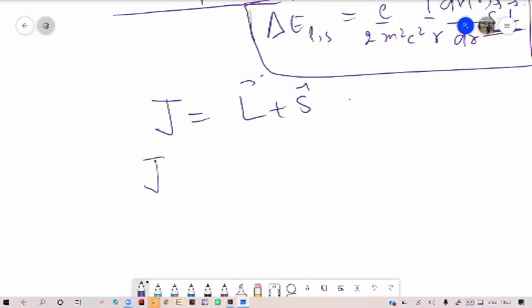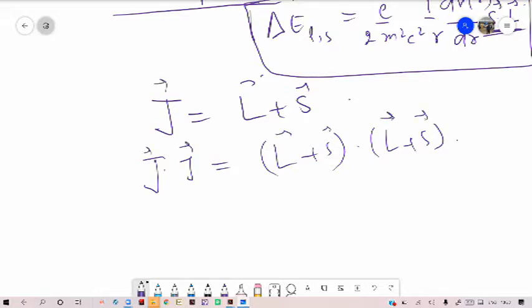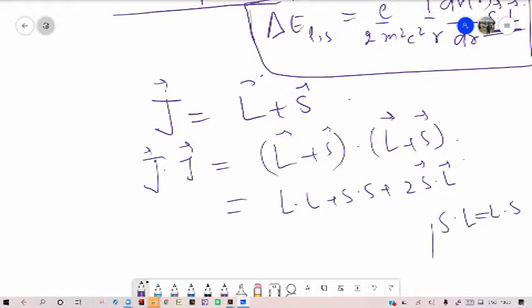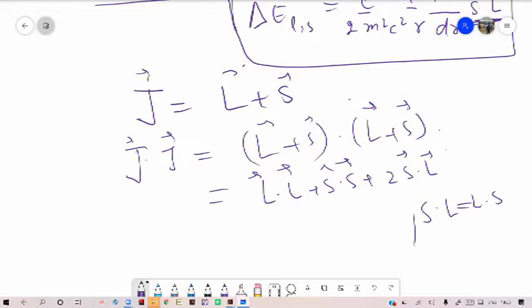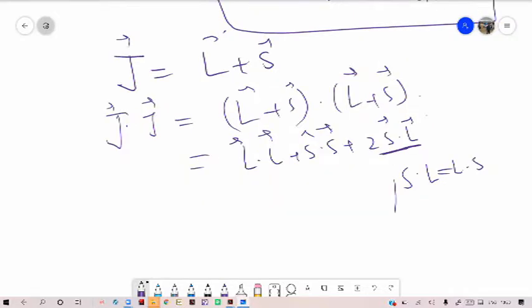Now, if you take J dot J, it is L plus S dot L plus S. These are all vectors. I can write it simply, we have already done it: L dot L plus S dot S plus 2 S dot L, because it is a scalar product. So we can write S dot L is equal to L dot S. Now, what we need here is L dot S, so you can derive it from here.